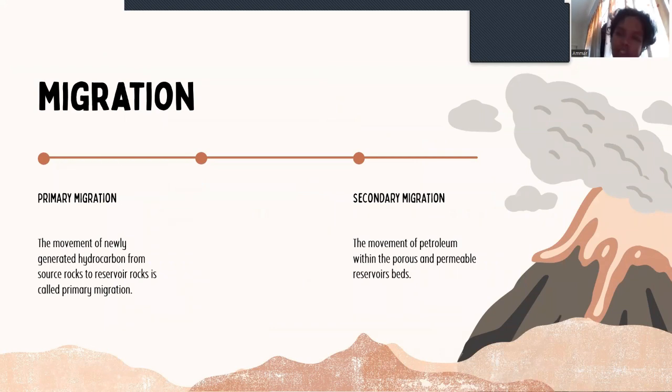So for migration, there are many types, like primary migration, secondary migration, tertiary, and more. But normally for deep water basins, we use primary migration and secondary migration. Primary migration is the movement of newly generated hydrocarbon from source rock to reservoir rock, and secondary migration is the movement of petroleum within the porous and permeable reservoir bed. So next slide.